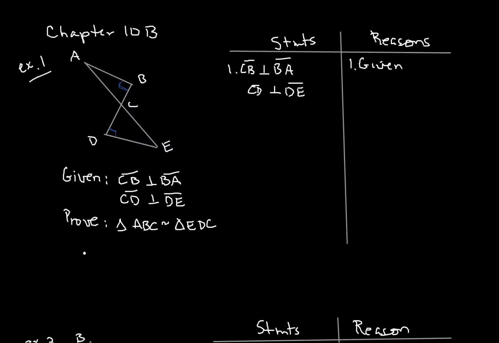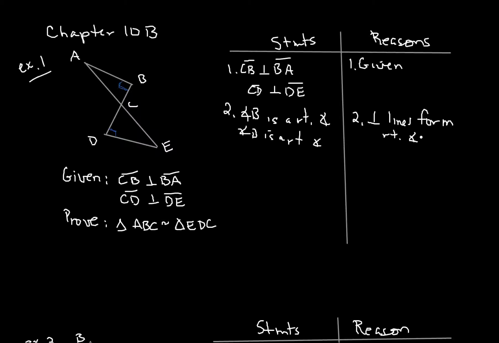Okay, so we're going to prove that these two triangles are similar, we have to get two angles the same. Well, if this segment is perpendicular to this segment, then we know that angle B is a right angle. And we know that angle D is a right angle because we know that perpendicular lines form right angles. We also know, one of our favorites, that this angle is congruent to this angle. So we have these congruent and we have those congruent.